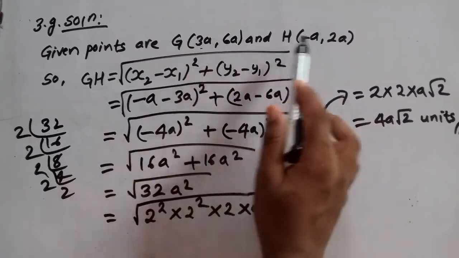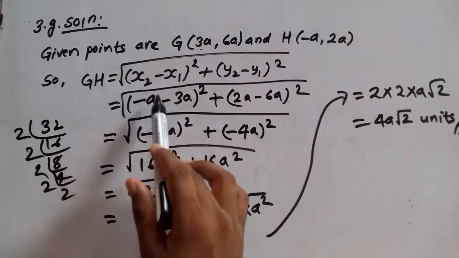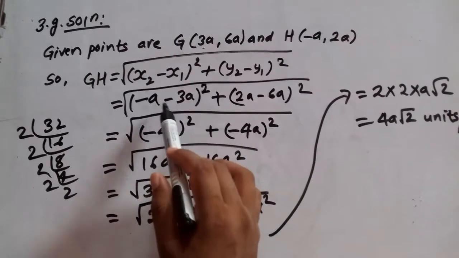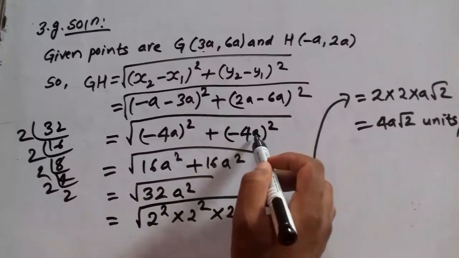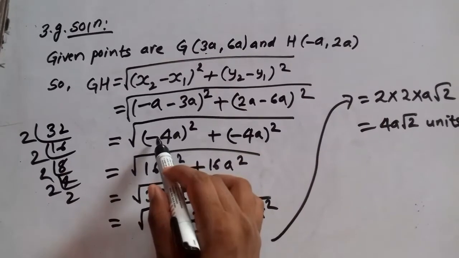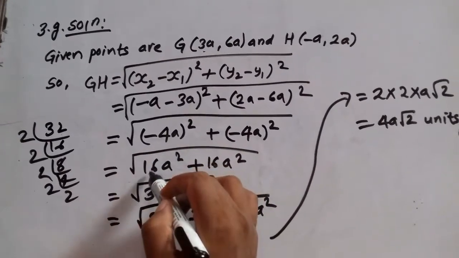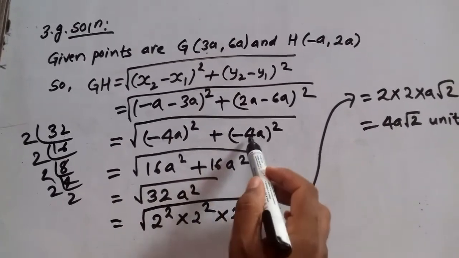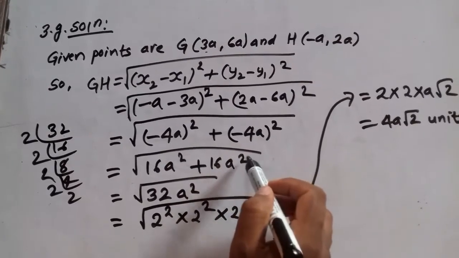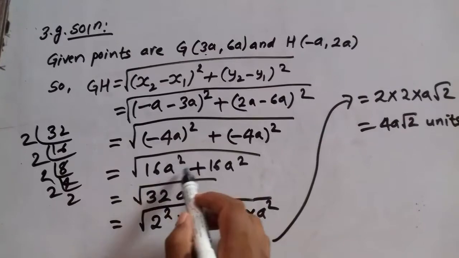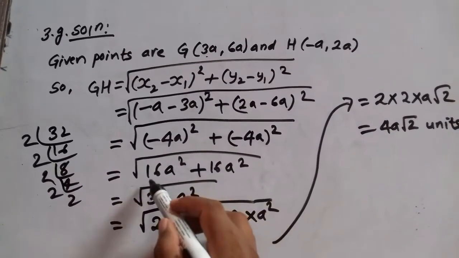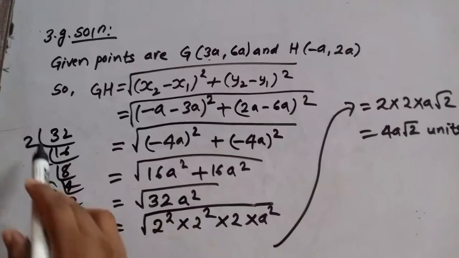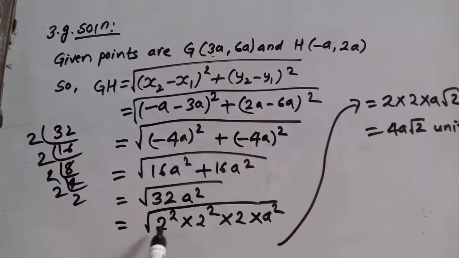Here we have x1, y1 and x2, y2, so we have written those values. Then minus a minus 3a is minus 4a, and 2a minus 6a is minus 4a. Here minus square is plus, so we have not written it. 4 square is 16, a square is a square. Minus square is plus, 4 square is 16, a square is a square. 16 plus 16 we have added because both are like terms, 16 plus 16 is 32, and a square is written as it is. Then we have factorized this.